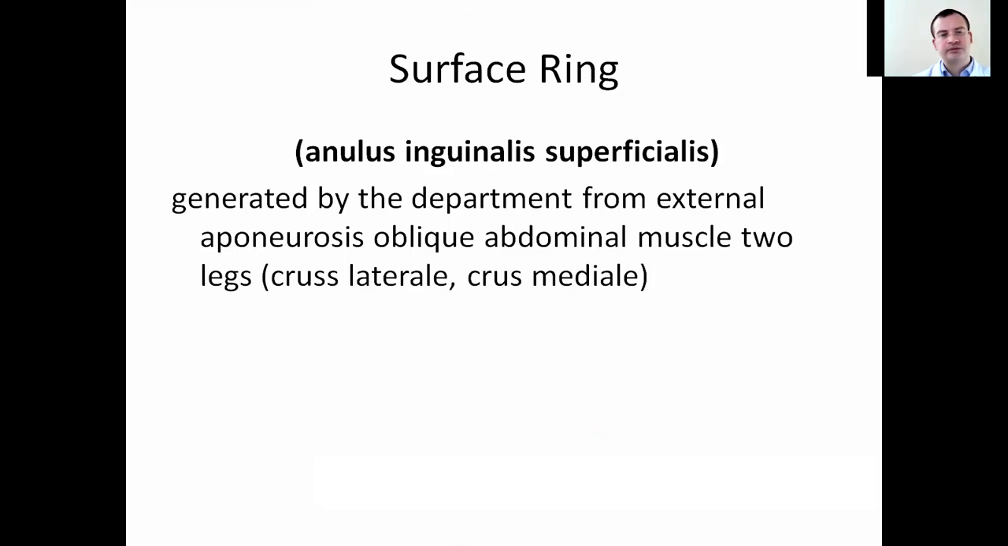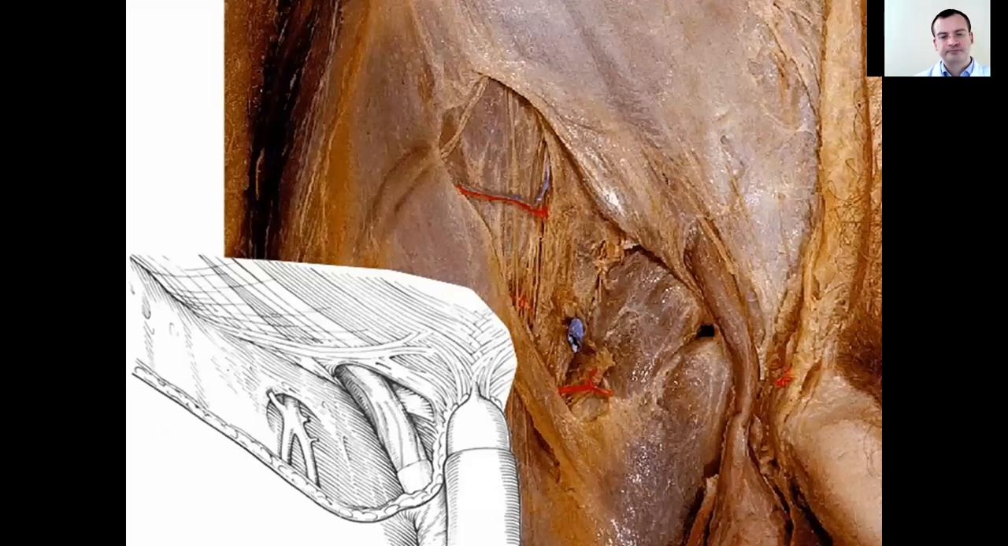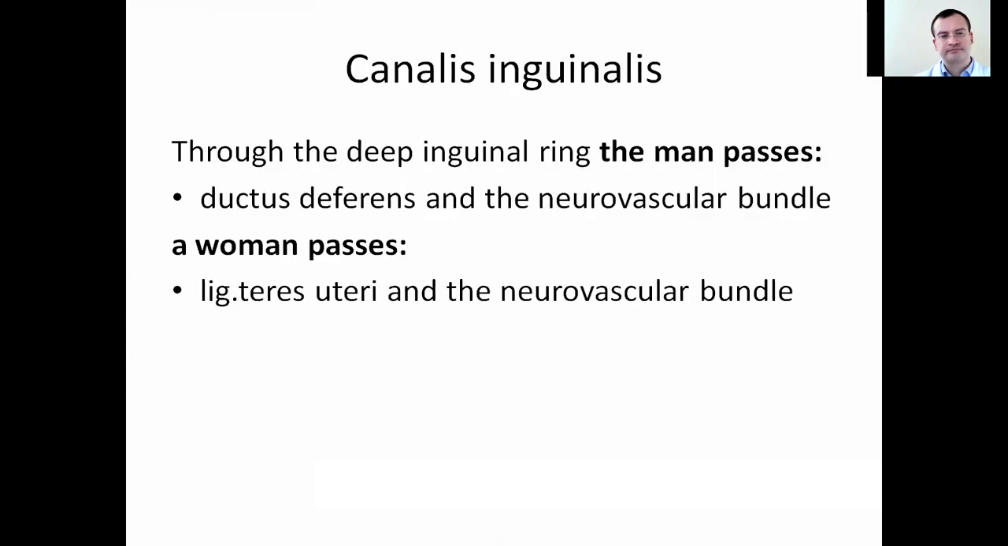The superficial ring, or annulus inguinalis superficialis, is generated by the external aponeurosis of the oblique abdominal muscle, with two legs, crus laterale and crus mediale. Through the canal, via the deep inguinal ring, the ductus deferens and the neurovascular bundle pass. In women, the round ligament of the uterus and the neurovascular bundle.